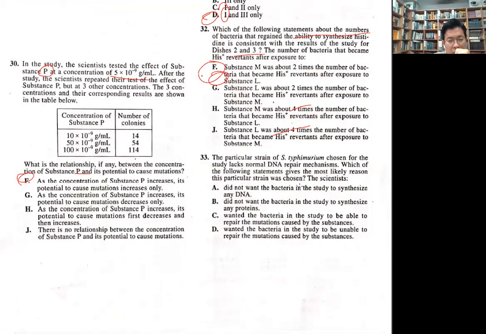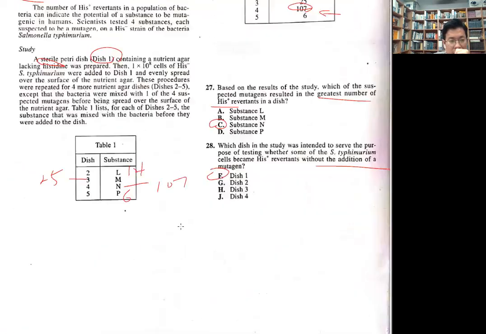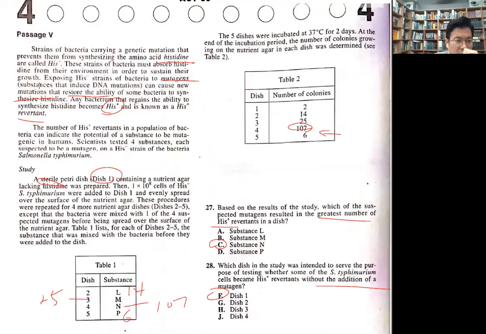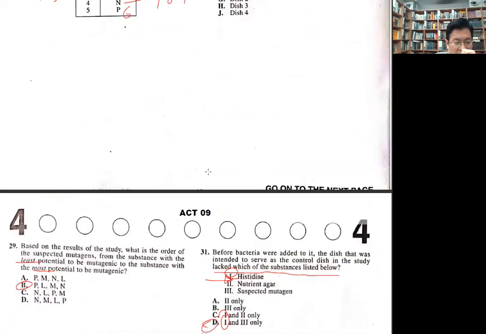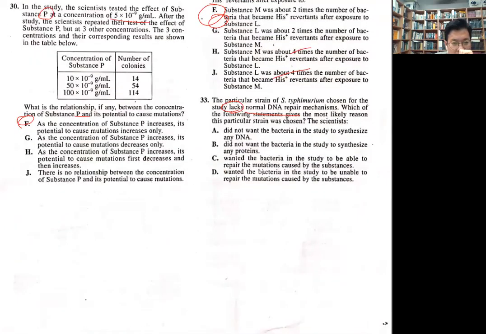Using particular scientists, it says it lacks normal DNA. So if you don't have normal DNA, it says substance that induces DNA mutation. So if you don't have that, you're probably not able to do it. You do not want the bacteria, you do not want them unable to repair. Yeah.